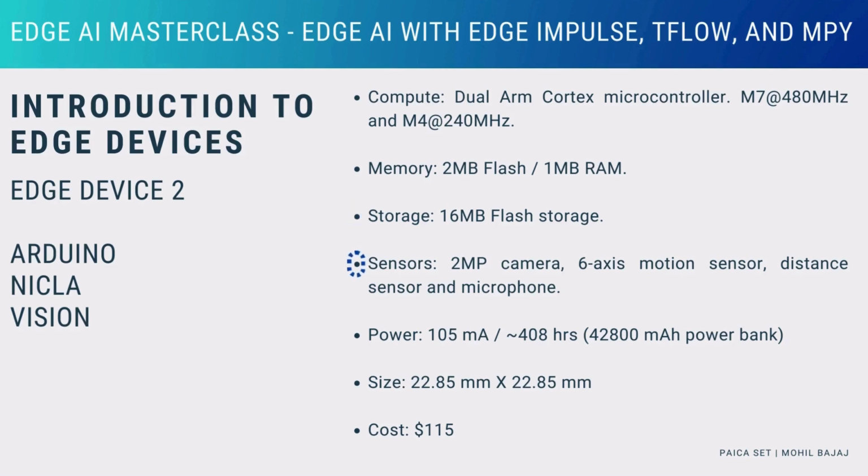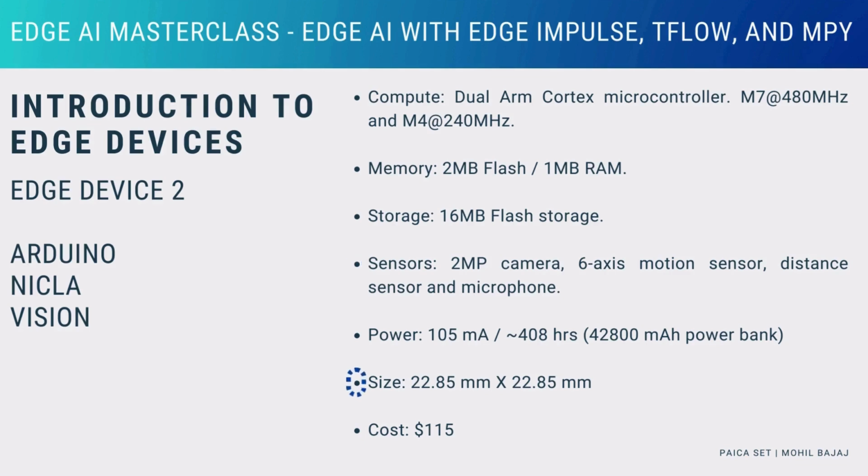What makes the Nicla Vision stand out are its sensor capabilities. It includes a 2-megapixel camera, a 6-axis IMU that can do real-time motion detection and indoor navigation, a distance sensor, and a microphone. This makes it perfect for gathering a wide range of data right from the device for tasks like object detection and robotic manipulation.